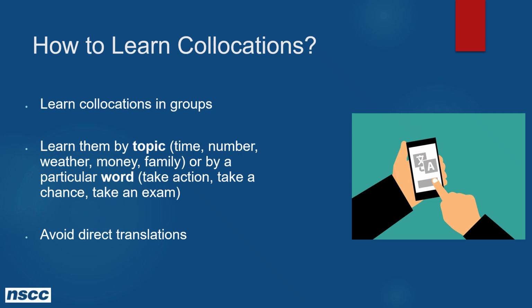Learn collocations in groups. For example, learn them by topic. For example, time, number, weather, money, family, or by a particular word. For example, take action, take a chance, take an exam. Try to stay away from direct translations. Sometimes direct translations are not accurate, especially with collocations, phrasal verbs, and idioms. By practicing as much as you can in English, you will continue to develop your language skills.